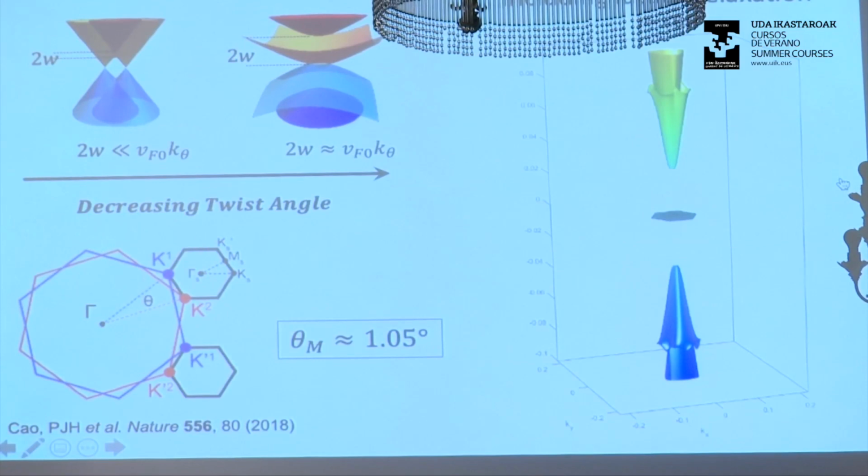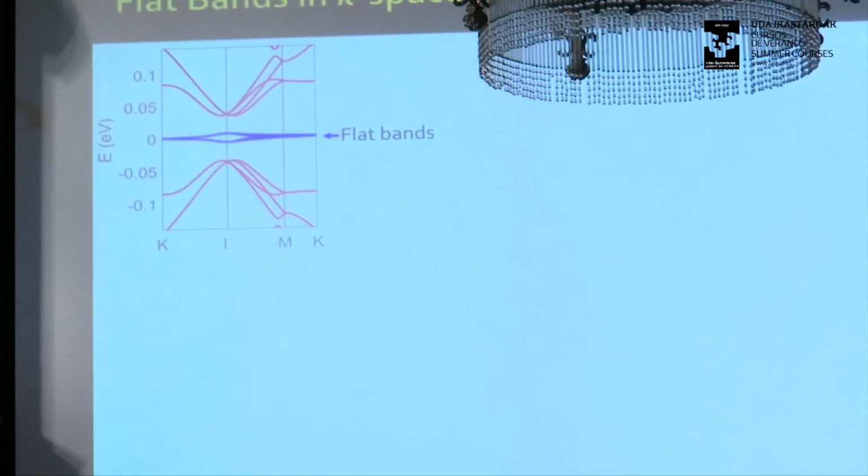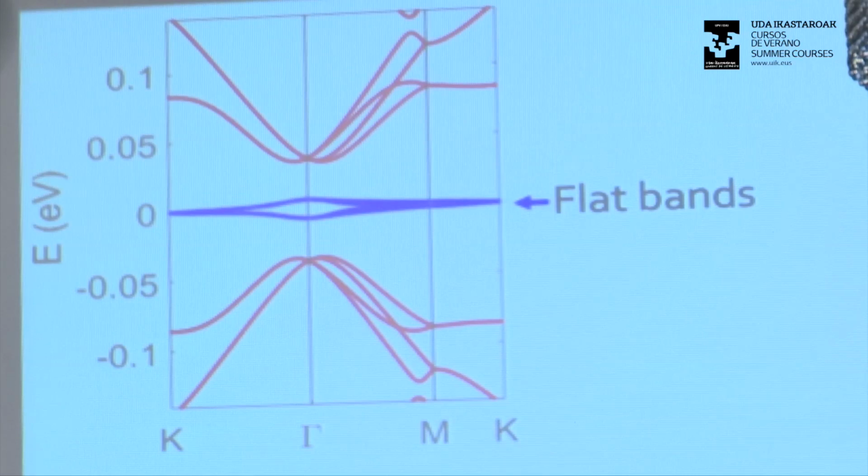So now let me zoom in on that flat band. So it's not 100% flat. It has a little bit of dispersion, okay? But it's much, much flatter than the original graphene band structure. So now how should we think about this? Remember, we have a flat band in momentum space. Okay? So remember, when you want to go from momentum space to real space, you do a Fourier transform. So the Fourier transform of a flat thing is actually a highly localized thing.